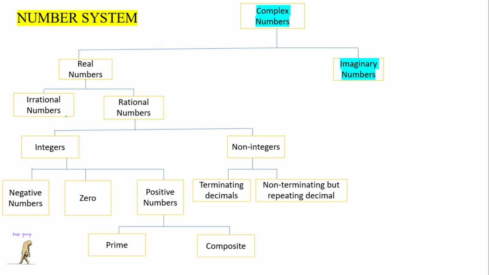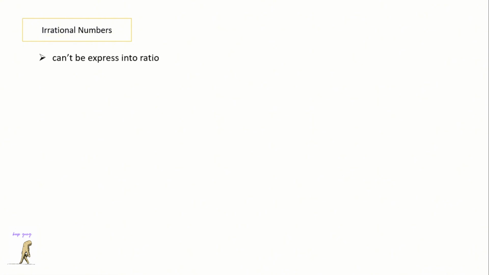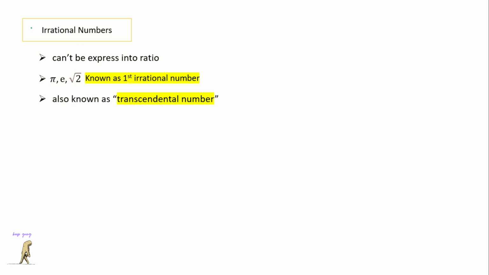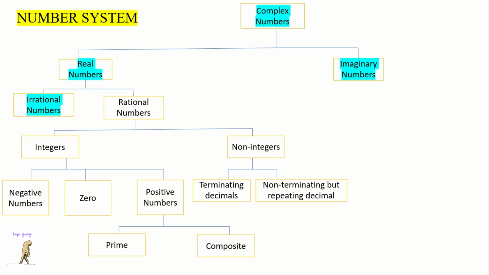Let's go to irrational numbers first. What are irrational numbers? From the word itself, they cannot be expressed as a ratio. These are numbers that cannot be expressed as a ratio. Some great examples are pi, e, and the square root of 2. The square root of 2 is also known as the first irrational number. Irrational numbers are also known as transcendental numbers, okay?